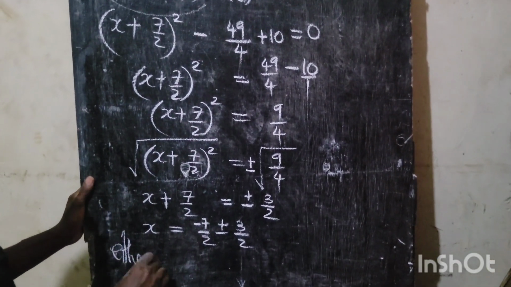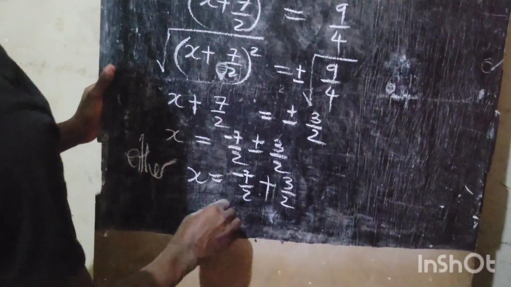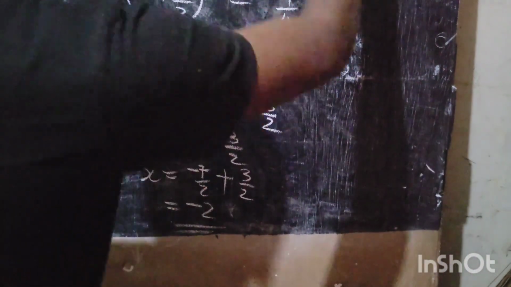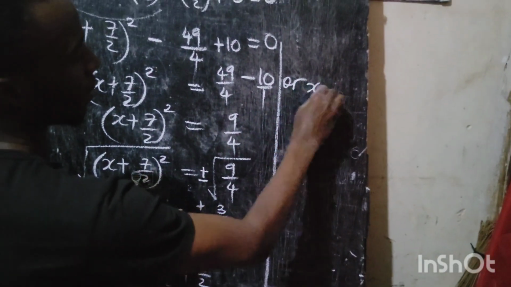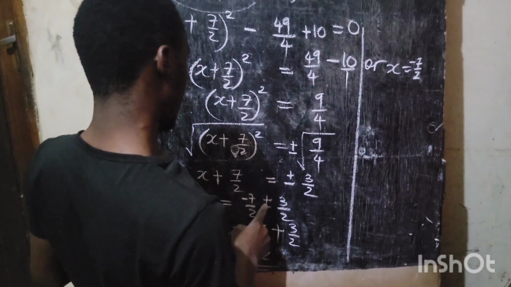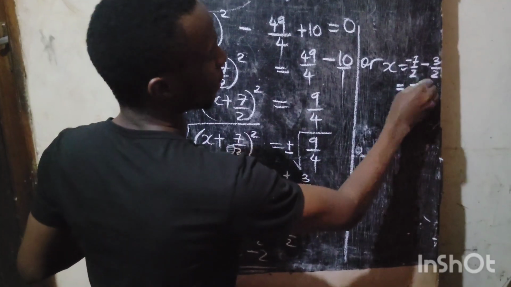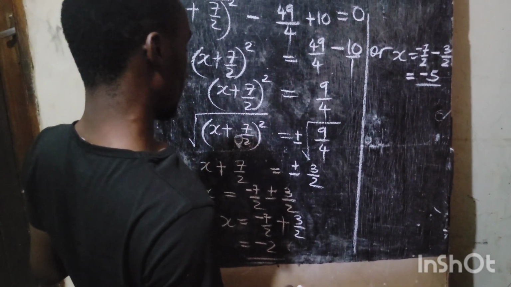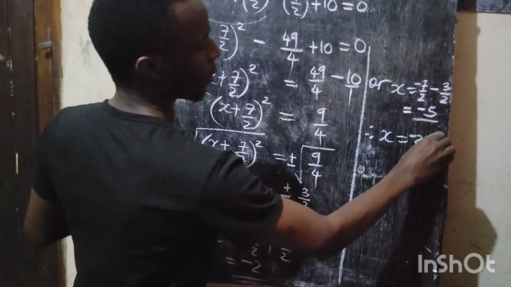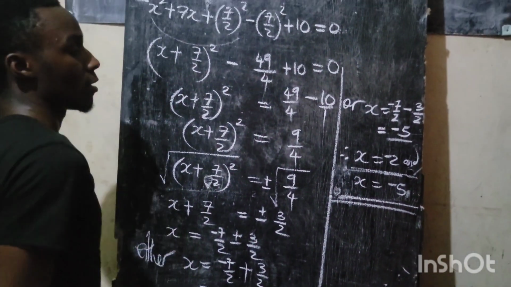So either x is, when we take the positive, that is plus 3 over 2, which, if we work this out very well, shall be negative 2, that's calculator work. Or our x shall be equal to negative 7 over 2 when we take the minus 3 over 2, and that's still calculator work. So this will give us a negative 5. Therefore we shall conclude that our x is negative 2 and our x is negative 5. So those will be our answers. This is how we do it.